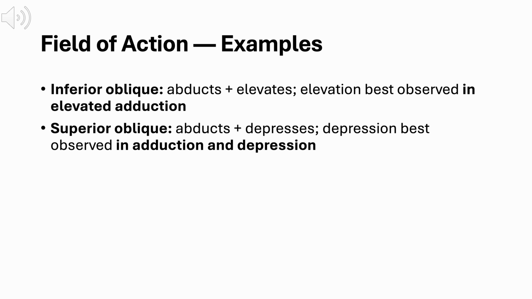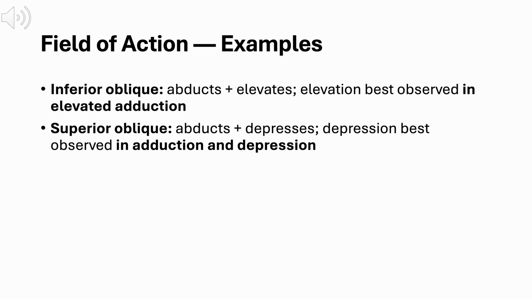Building on the definition of field of action, these examples show how it applies to the oblique muscles. The inferior oblique both abducts and elevates the eye. While it contributes to both movements, its elevating effect is best observed when the eye is adducted and then elevated. That gaze position isolates the inferior oblique's vertical action.